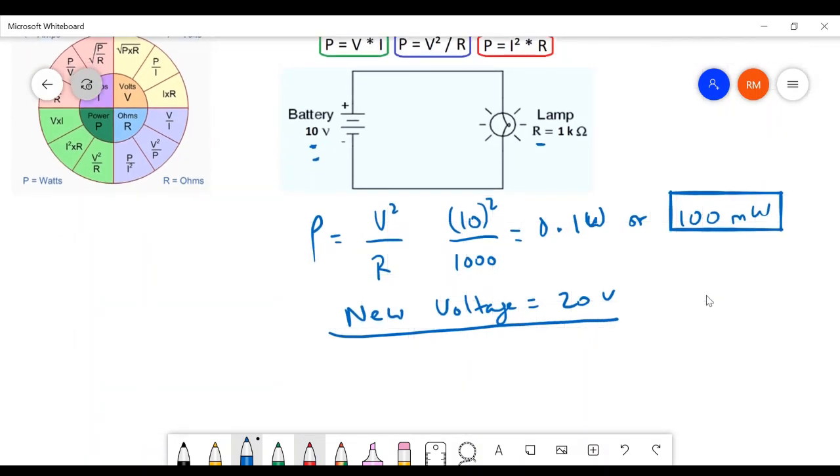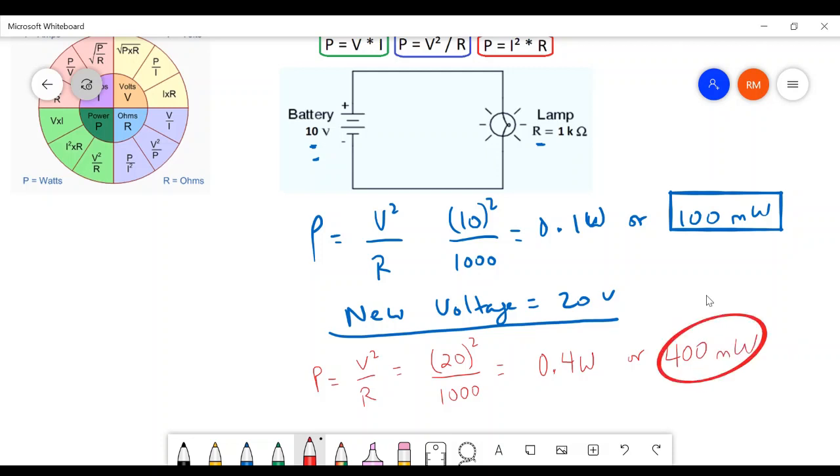I'll do this in red. So remember, my voltage is doubled, right? So P is equal to V squared over R. Same setup. My V is 20 now, so 20 squared. And my resistance is still 1,000. That's my load. And look at what happens. What do you think the power is going to be? It becomes 0.4 watts, or 400 milliwatts. Whoa. Right? 400 milliwatts.